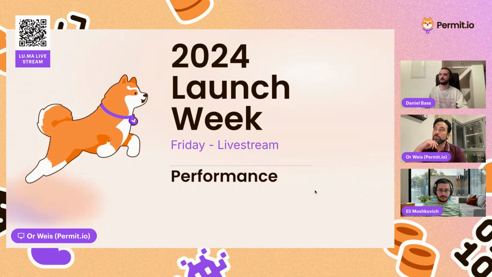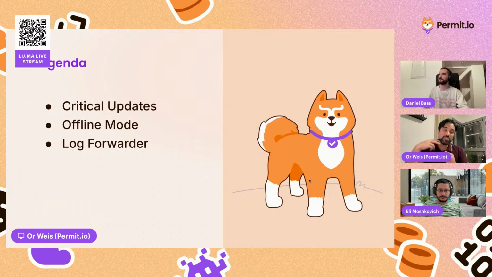So as we said, we're going to focus on performance today, and we're going to touch on three key new features that we've released recently for Permit: critical updates, offline mode, and our logs forwarder. With critical updates, we'll also cover some technical discussion around consistency. One of the biggest questions around access control: when you manage data, when you have one central image for your authorization layer, when you have elements at the edge, how do you basically balance those? And we'll jump straight into that.